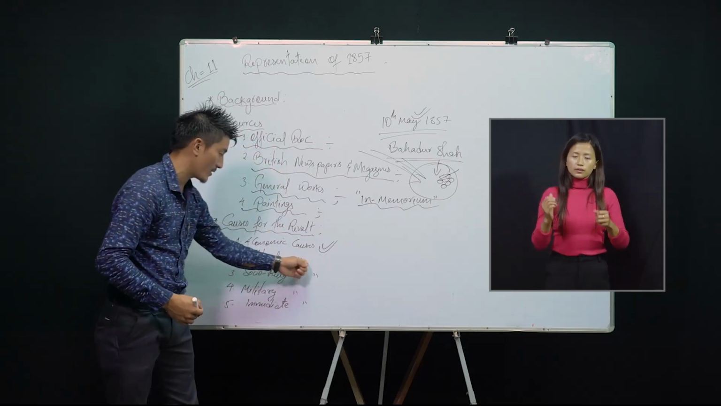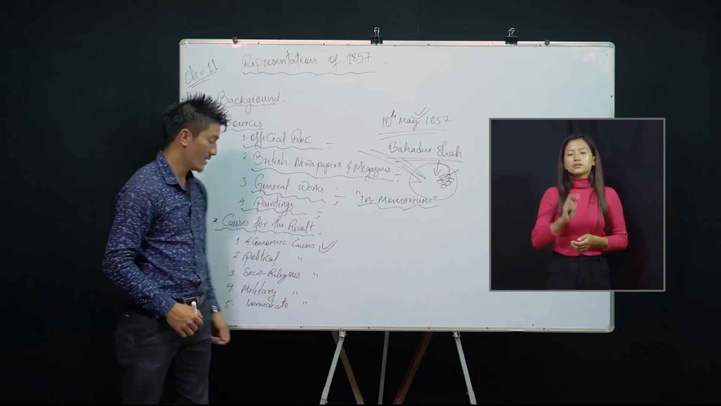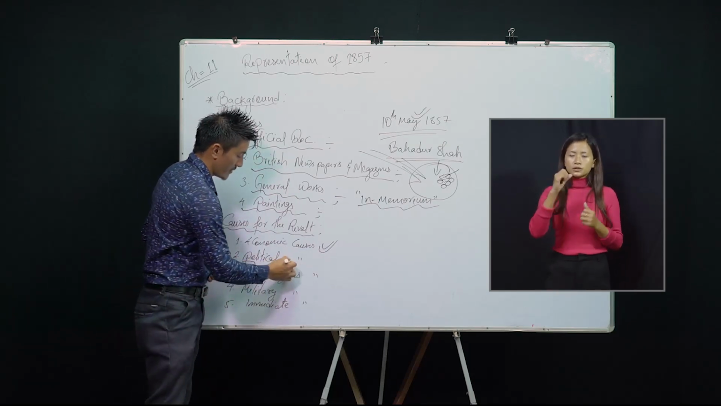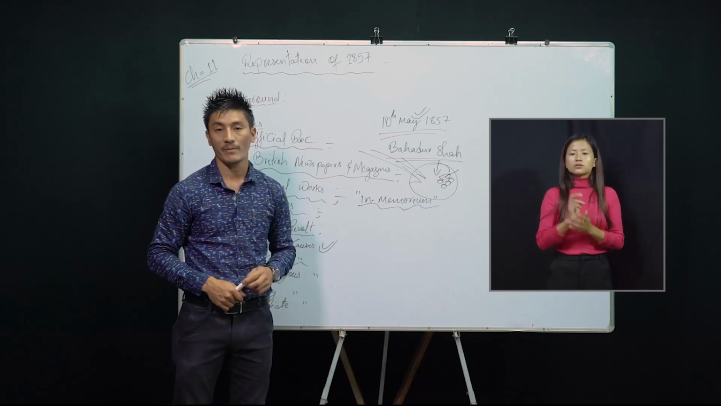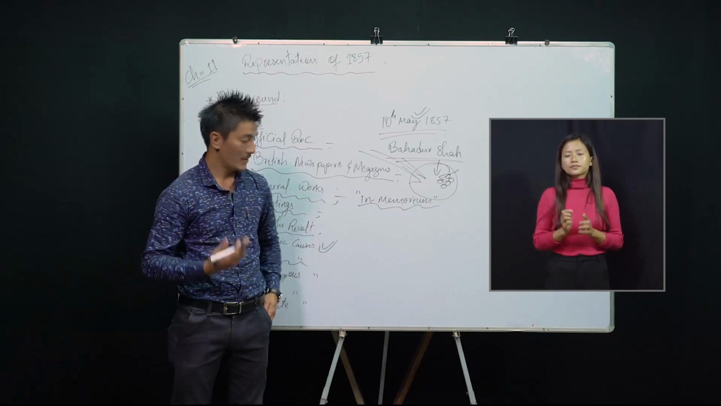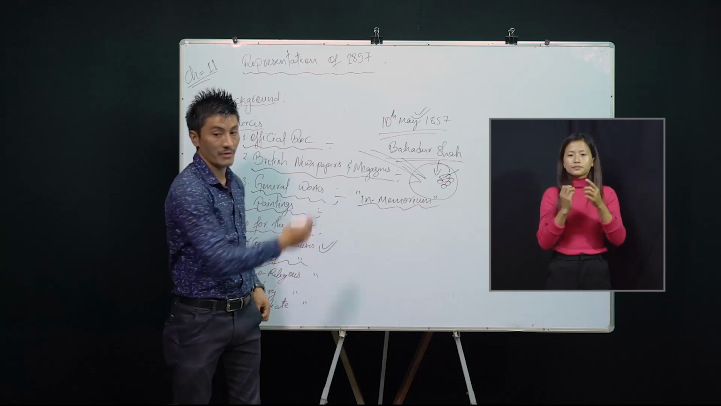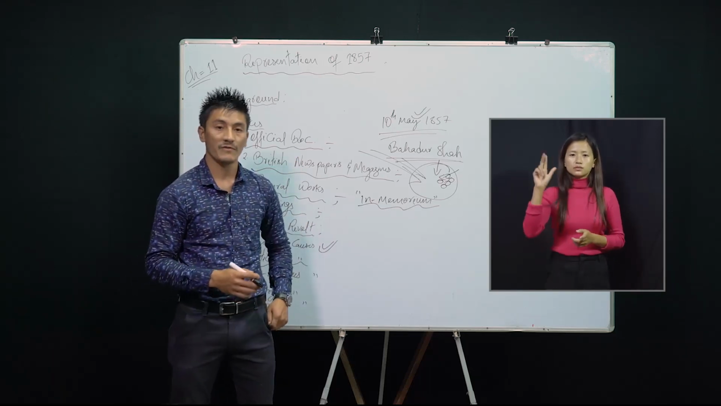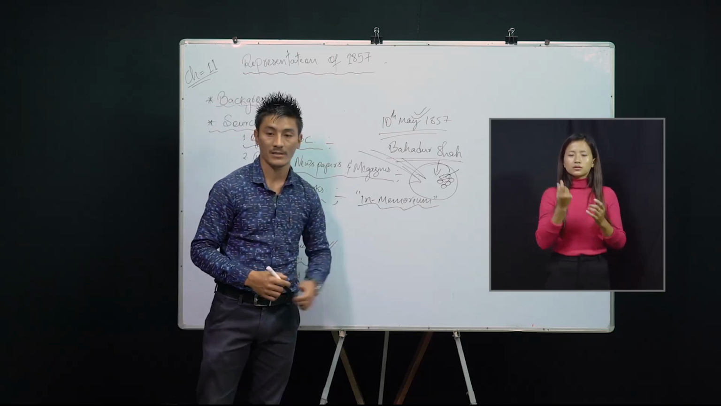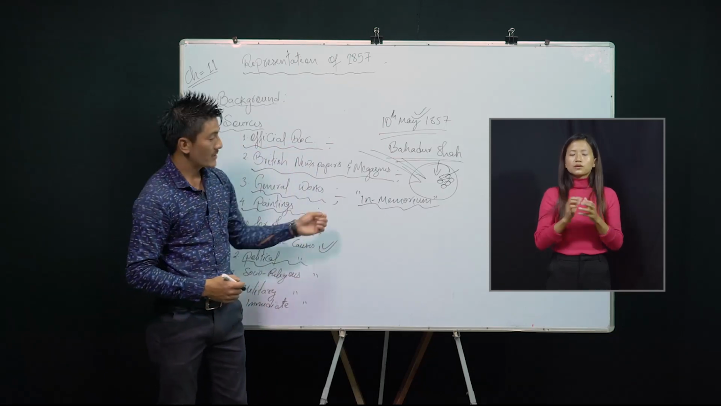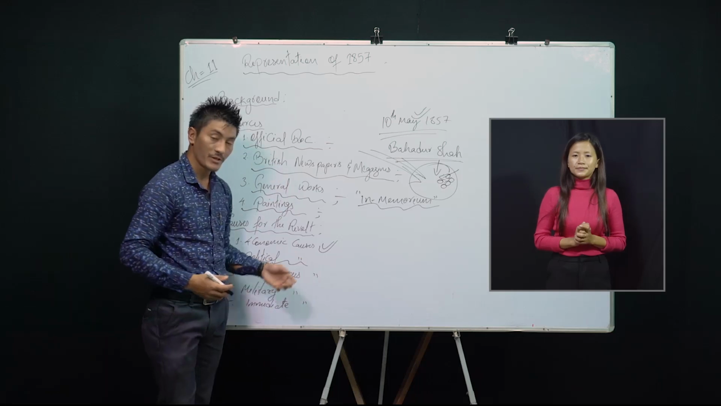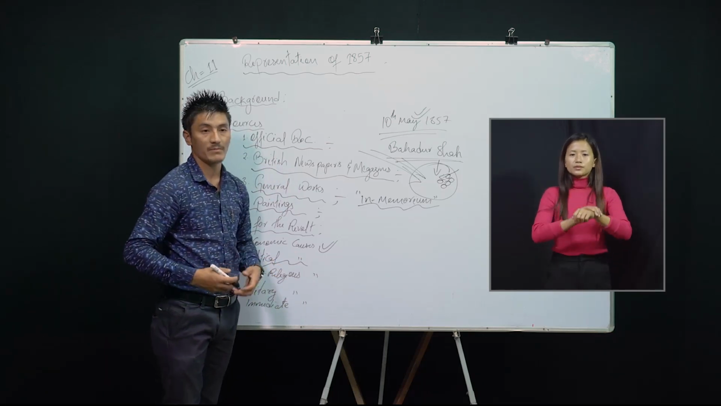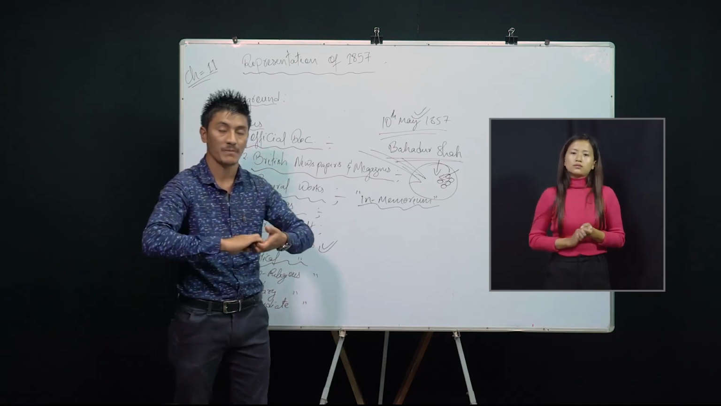The second is political causes. Under political causes, there are many factors, but here I'm going to discuss two very important political factors that led to the revolt of 1857. The first is the subsidiary alliance. Under this subsidiary alliance, by the term, subsidy means assistance, alliance means friendship.